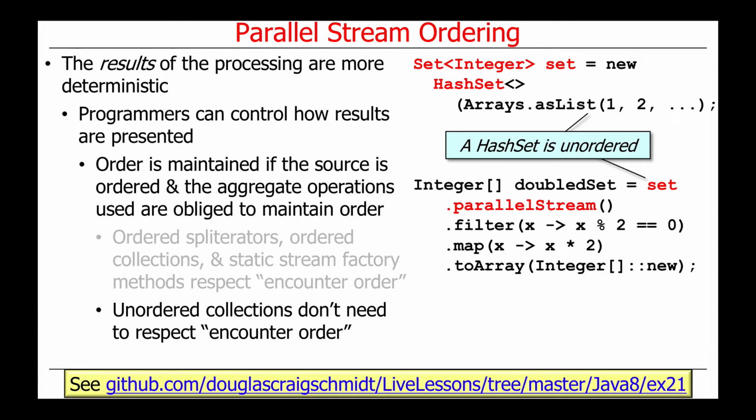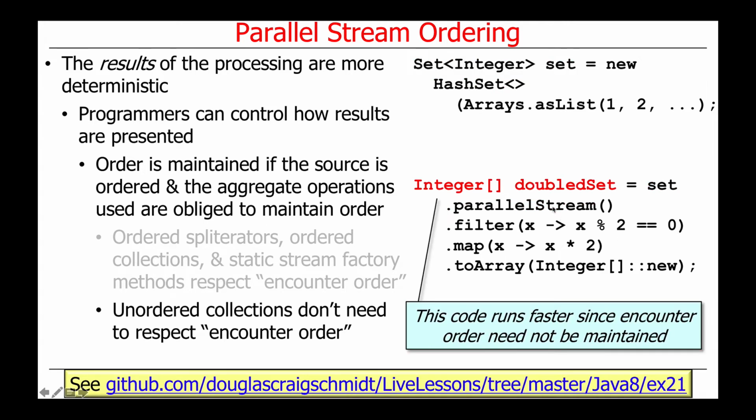So when we take that hash set and we say .parallel stream, then in that case, the output doesn't have to follow the encounter order. And in fact, the code may run faster because the streams framework doesn't have to ensure that the output order matches the input order, the encounter order. So when it runs, it'll just take whatever results come out and put them into the output array, whatever finishes first. Whereas in the other case, we had to rearrange them to fit into the encounter order.